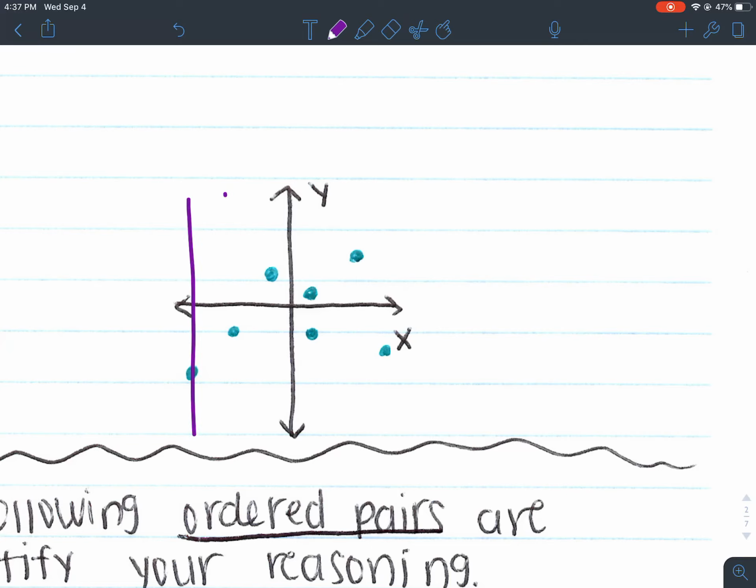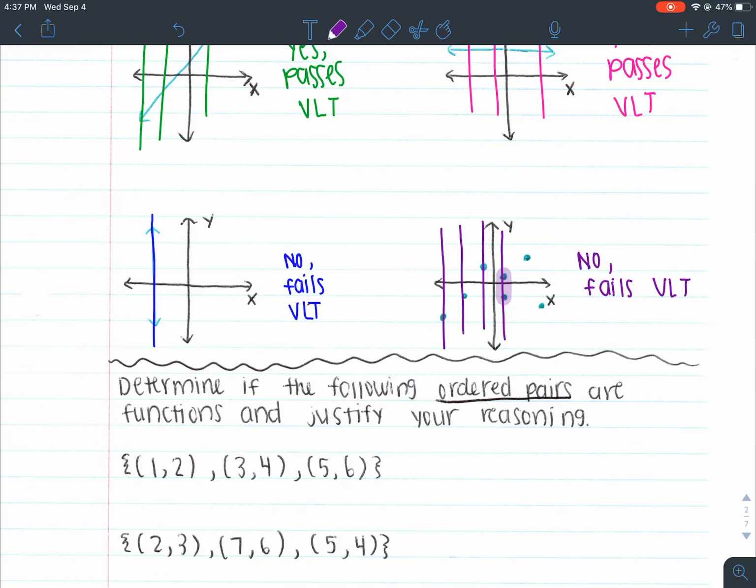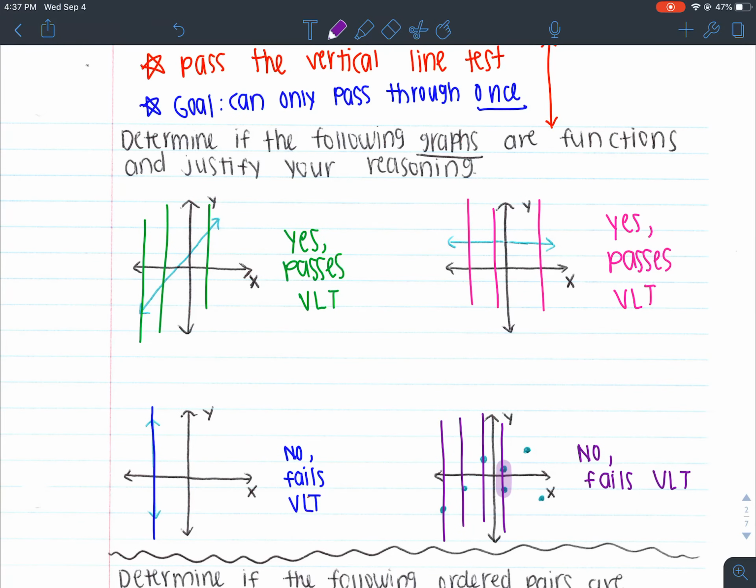So this one passes. This one also passes. This passes. However, when I get to here, it fails, right? Because it's going through two dots at the same time. So it fails the vertical line test. So I don't even care that it passes the rest. I found an area where it messes up. So this is no, not a function. It fails the VLT. So you have to find one spot where it fails, and then it fails. So that is determining a function if we have graphs. So we have the vertical line test for this.